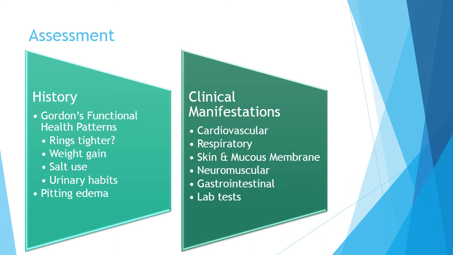In the respiratory system, the patient will demonstrate shallow respirations with an increase in rate and potentially exhibit crackles in the lungs during auscultation. Skin and mucous membranes will appear edematous, pale, and cool to the touch. Neuromuscular signs and symptoms can include headache, visual disturbances, and altered consciousness. Gastrointestinal changes include increased motility and possibly an enlarged liver.